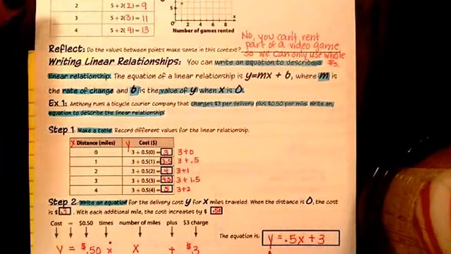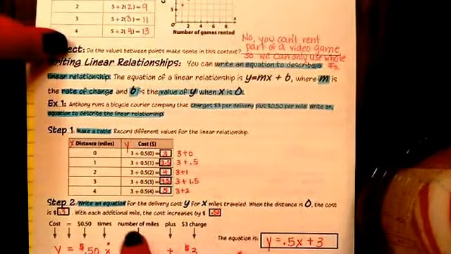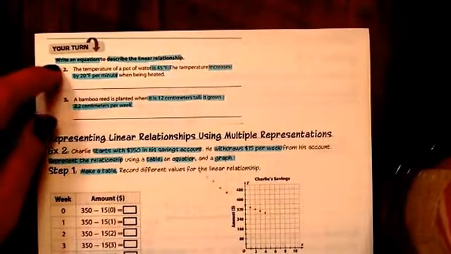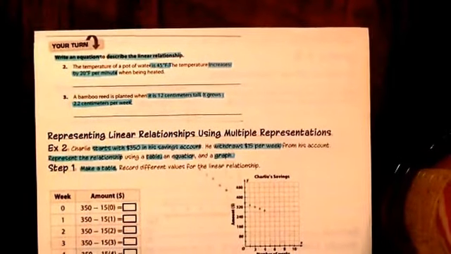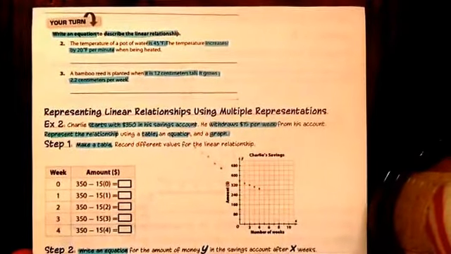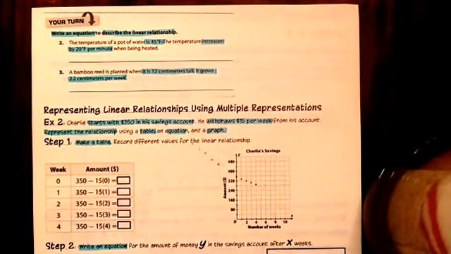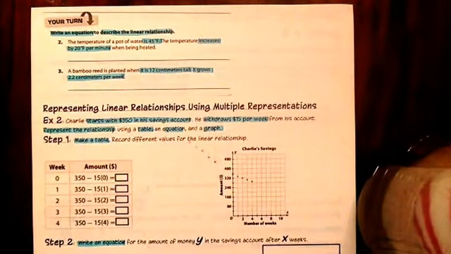So you're going to be writing equations from a given problem. On the back of your notes, you're going to read these two problems and try to write your own equation to describe the linear relationship. So pause your video.